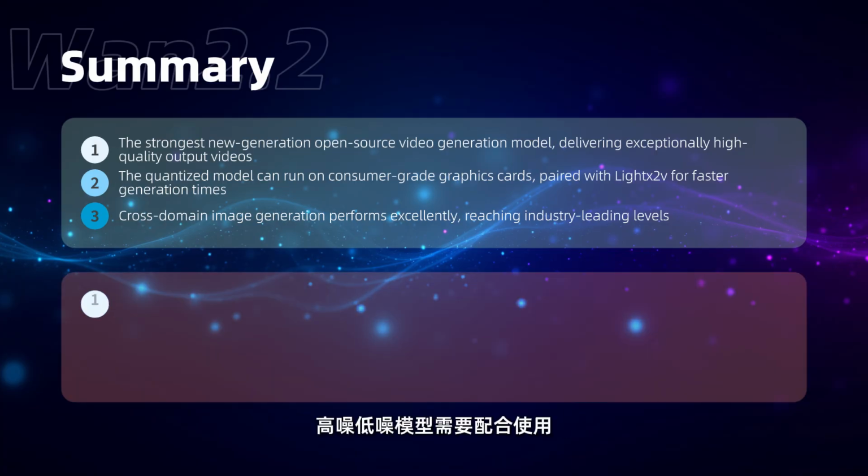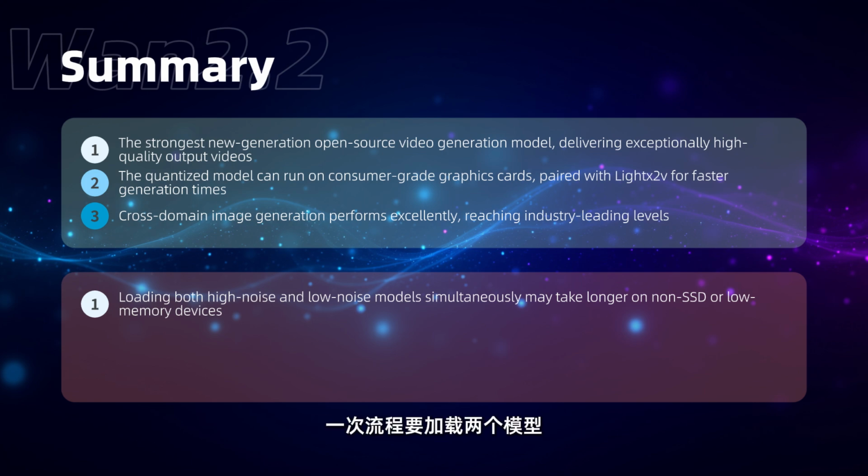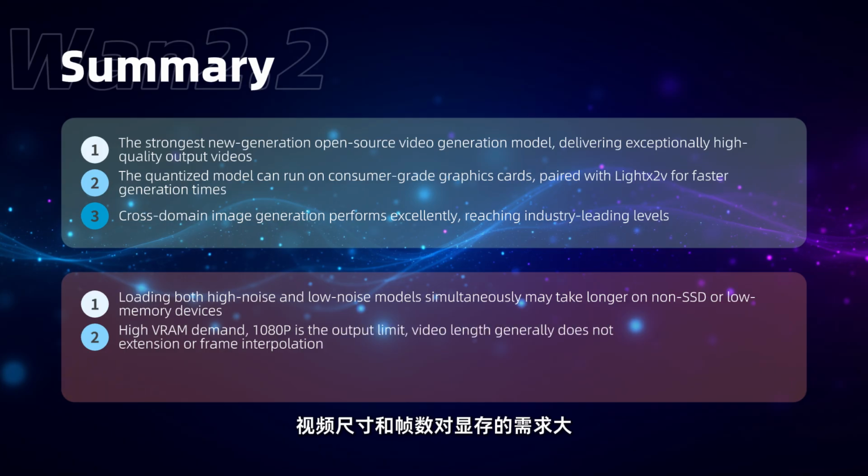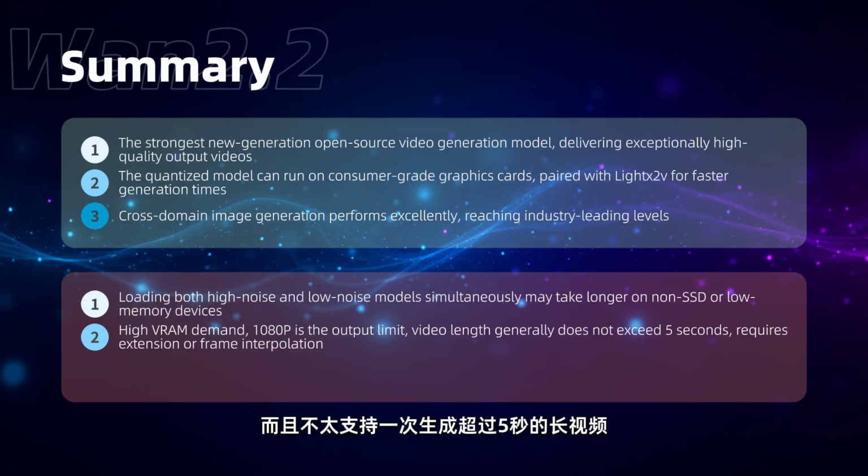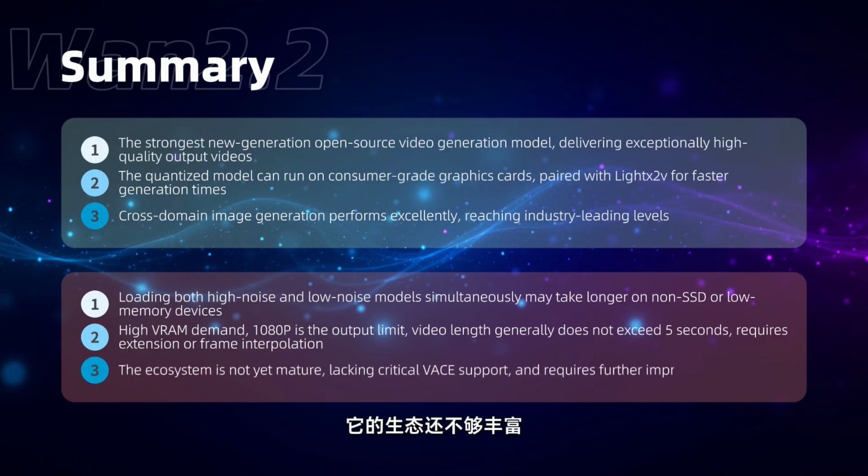You need to use high-noise and low-noise models together, meaning each workflow requires loading 2 models. For machines without SSDs or with limited memory, this can mean a lot of extra waiting. Video resolution and frame count put serious pressure on VRAM. Outputting 1080p is basically the limit. It's tough to generate more than 5 seconds of video at once, so you'll need to extend or interpolate frames yourself. Compared to Wan2.1, the ecosystem is still lacking.